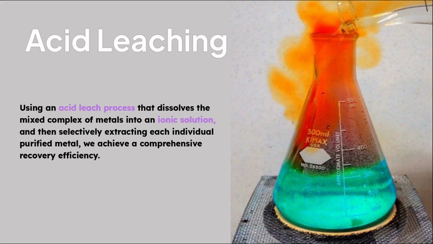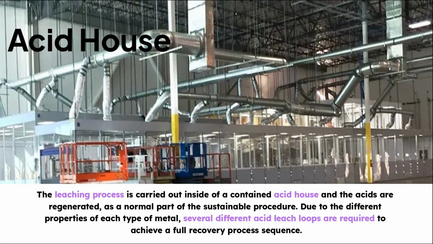Using an acid leach process that dissolves the mixed complex of metals into an ionic solution, and then selectively extracting each individual purified metal, we achieve a comprehensive recovery efficiency. The leaching process is carried out inside of a contained acid house and the acids are regenerated, as a normal part of the sustainable procedure.